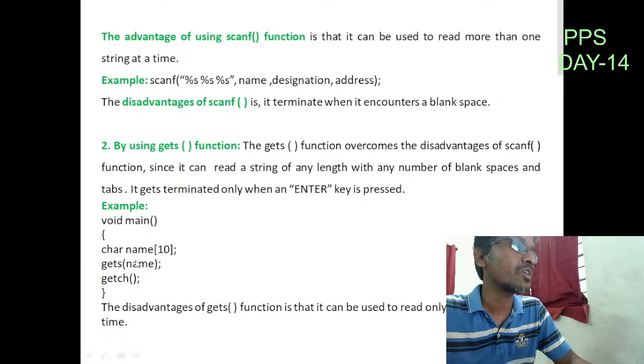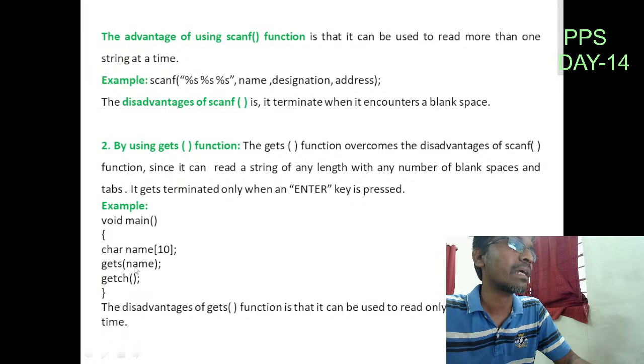Now coming to the disadvantages of using the gets function. As I just said, with the help of the gets function, you can read only a single string at a time. If you want to read another string, then again you need to write gets followed by name 1 or gets followed by name 2 and so on. That is a drawback of using the gets function.